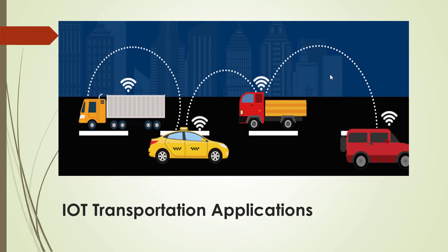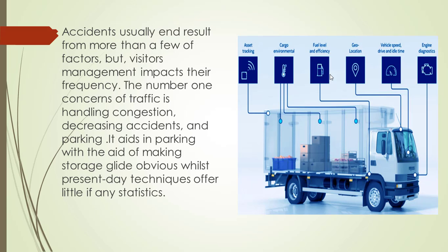Talking about transportation also, you have these facilities nowadays. You can track the movement of the buses and the cars, and this can help the ladies out there with much improved safety. So you have accidents which are reduced. We have asset tracking, cargo, environmental, fuel and efficiency tracking, geolocation, vehicle speed. All these things can be monitored from a remote location, and you can come to better results.